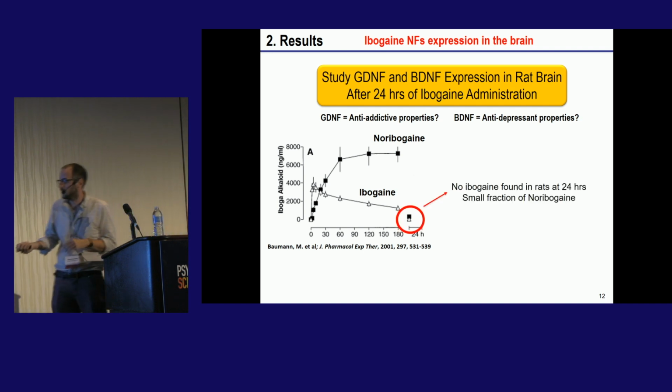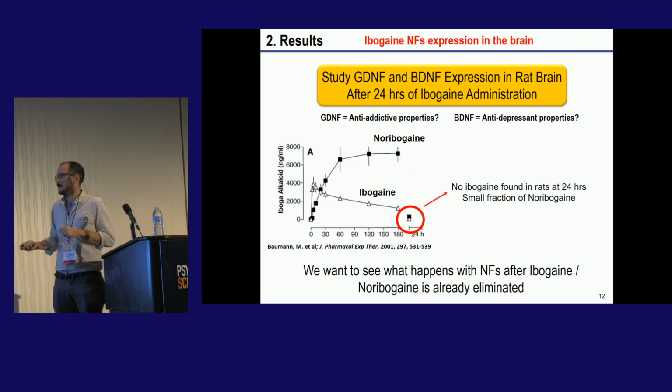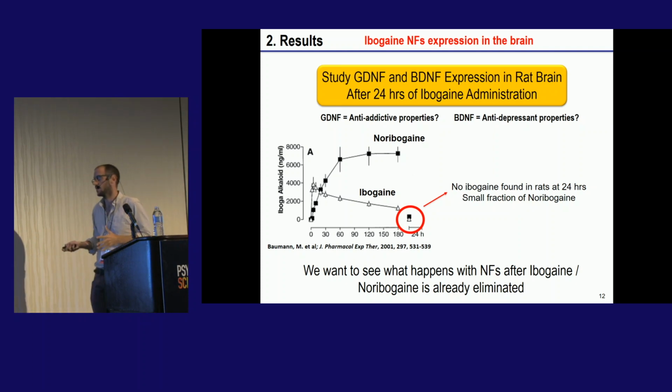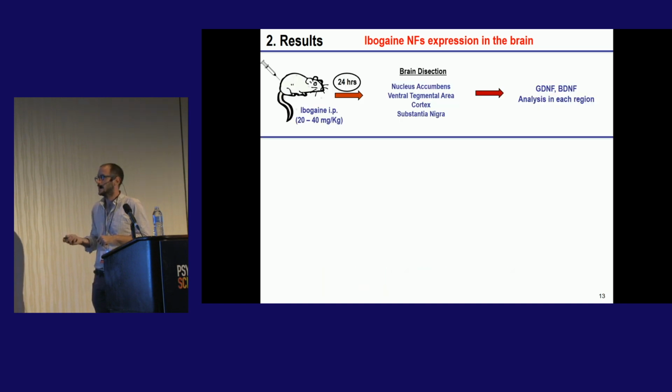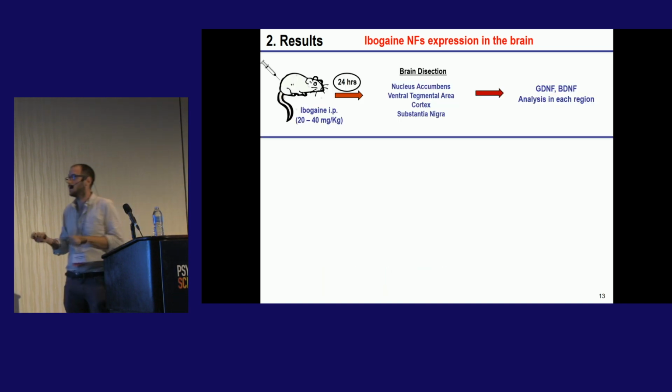So in this paper that I'm showing here, this is not our data, this is a publication in 2001, they demonstrate that at 24 hours, there is no ibogaine around, and there is only a small fraction of noribogaine that is the metabolite. So we want to see that. We want to see what happens with the neurotrophic factors after ibogaine or noribogaine is already eliminated. And this is the main idea of the experiments.